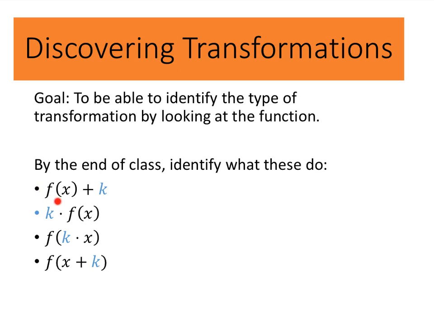And so k here, notice f of x plus k is outside of the parent function. K times the parent function f of x, it's multiplied in front. F of k times x, notice this k is multiplied inside of the parent function. It's inside, it's where the x is. And then f of x plus k is also inside, but it's being added inside. So the difference between f of k times x and f of x plus k is that this one is multiplication, and the bottom one here is addition.